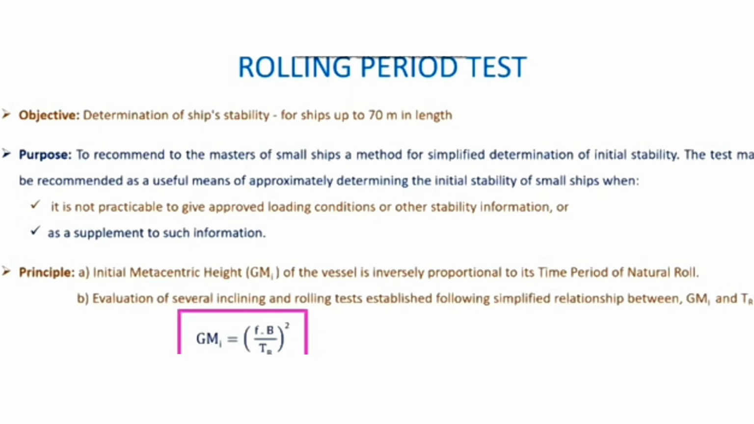where F is the rolling coefficient of the ship. B is the breadth, and GM, you all know, is the initial metacentric height, and TR is the period of roll. So please take down this formula also. Questions come on this formula also. I'll show you how the questions have come in the MMD exam, but you need to remember this also.